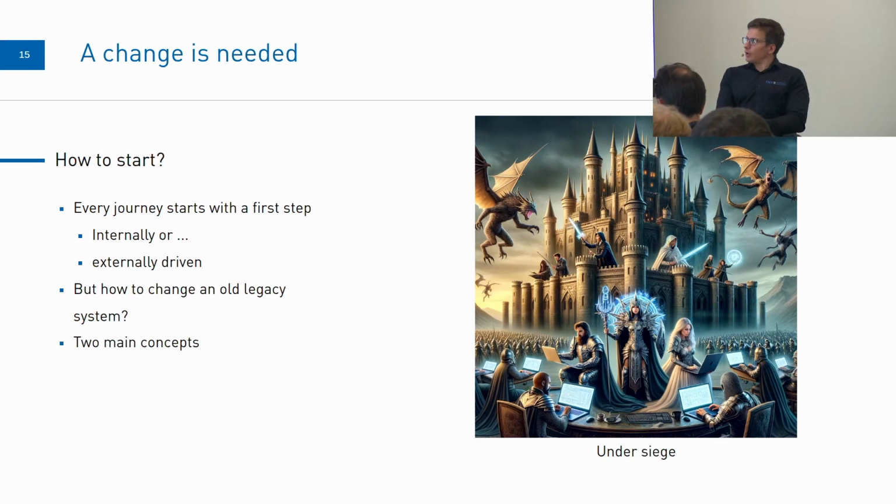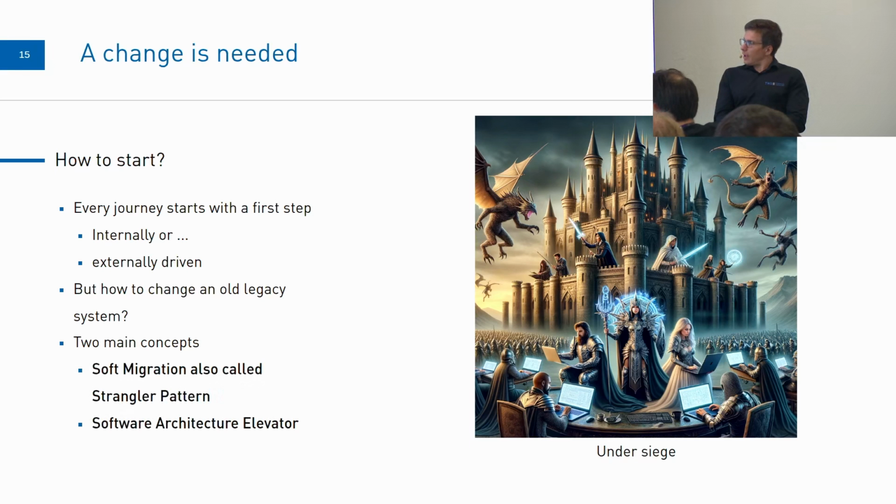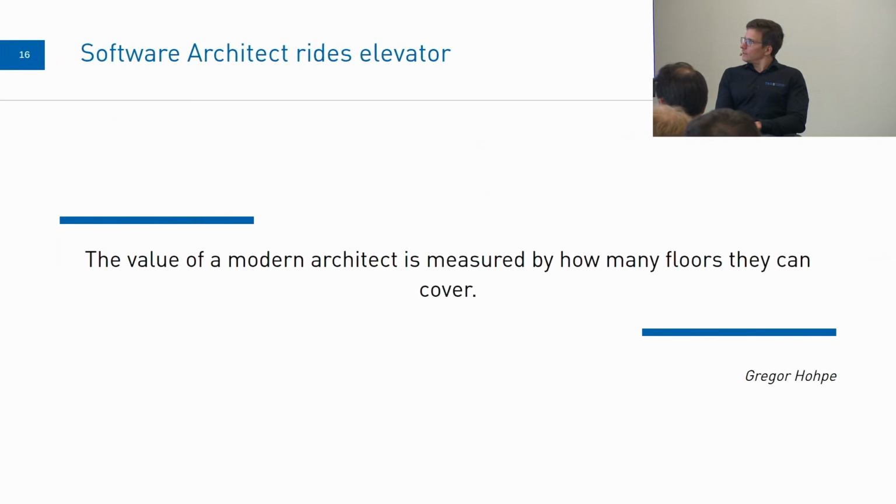Well, there are two main concepts, and that's a part of this talk. The one is software migration, also called Strangler pattern, and the software architect elevator. Those are the two main concepts I can really recommend if you have old code that you need to migrate and you're really under pressure.